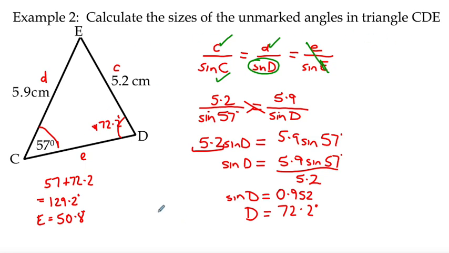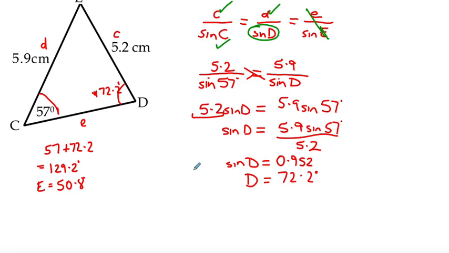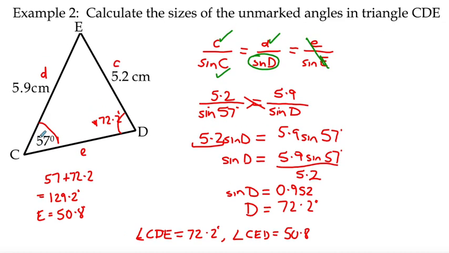Okay. Now the unmarked angles. Let's finish it off with a bit of a flourish and not just call them capital D and capital E. So we can say that angle CDE equals 72.2 degrees, and angle CED equals 50.8 degrees, and there is my answer. Okay, so that's how we use the sine rule to calculate angles. I hope that's useful. Go away and practice it a little bit now.